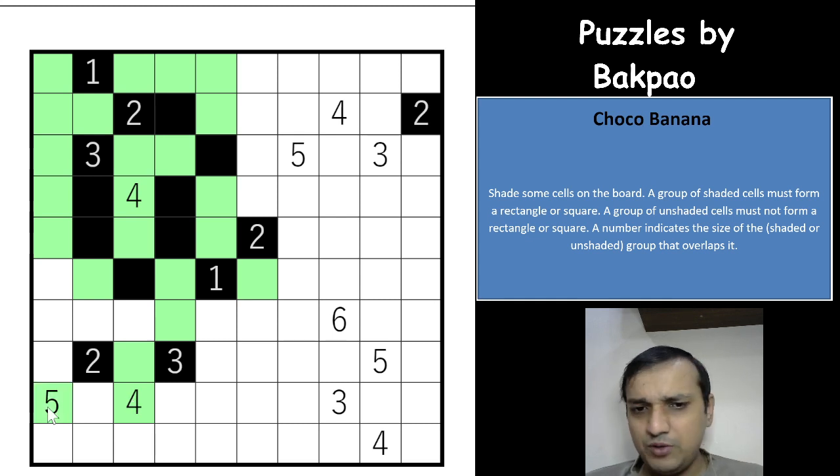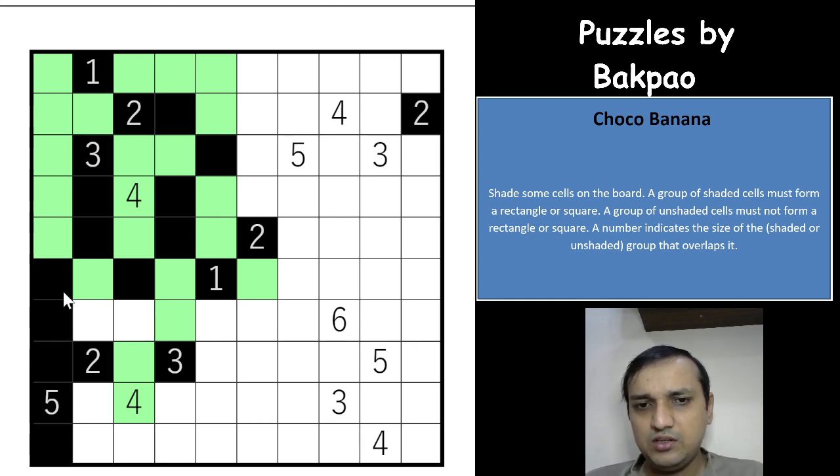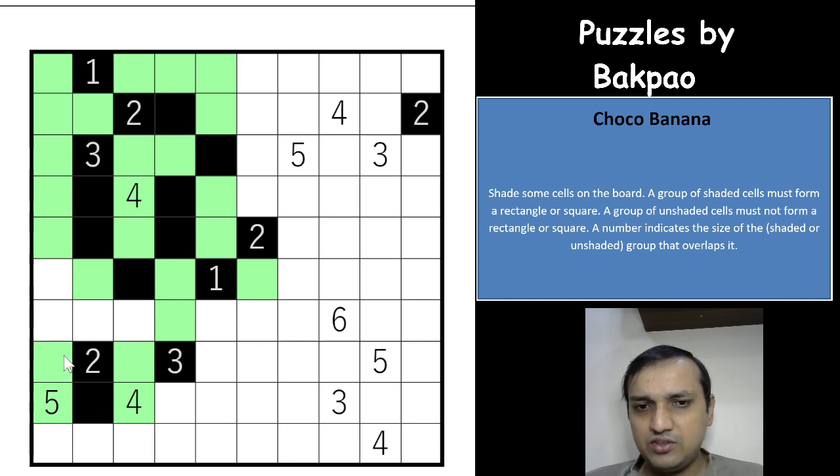5 will always have to be unshaded, because if it is shaded, there is only one possible way that 5 can be fulfilled, and that is this way. Of course, it is touching the 2. So this is also unshaded. That shades this cell, and unshades both of these cells. Now coming back to 3.